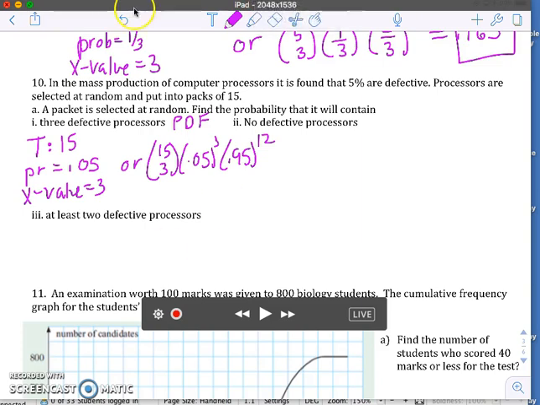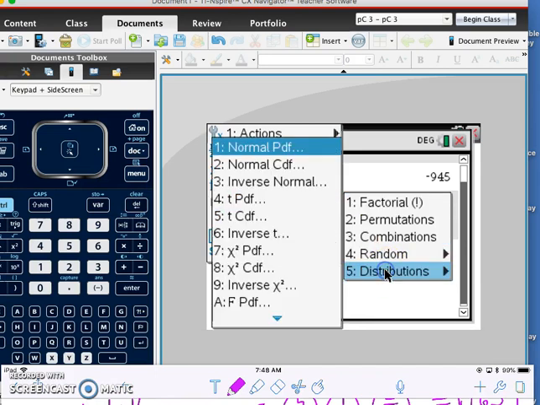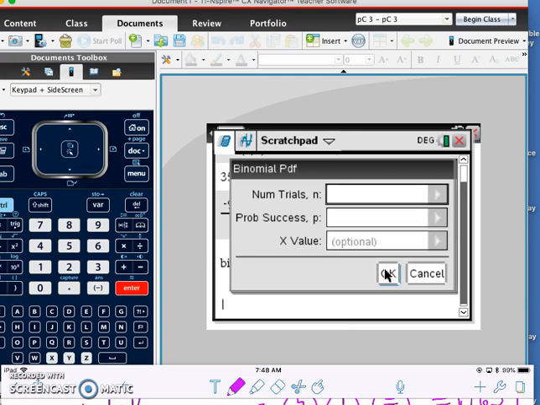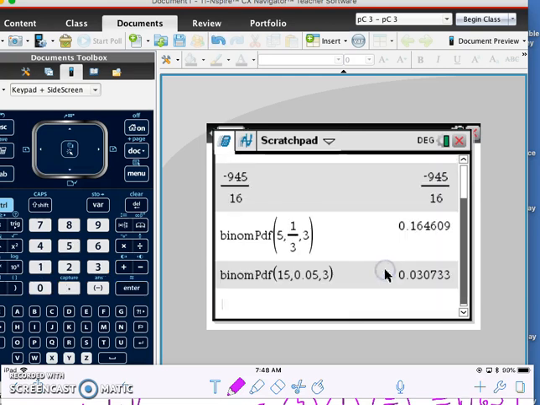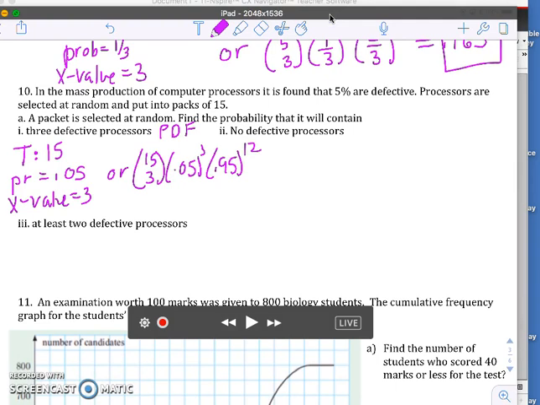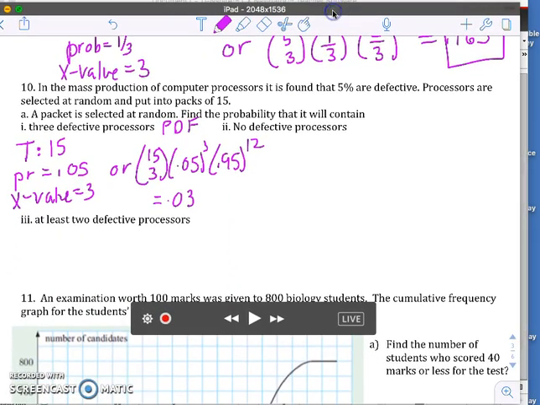And if we do that, menu, probability distributions, I really wish it was right at the top, binomial, so 15, 0.05, 3, we end up with 0.037. I feel like I didn't read that right. 0.0307. Thought I was missing a number.